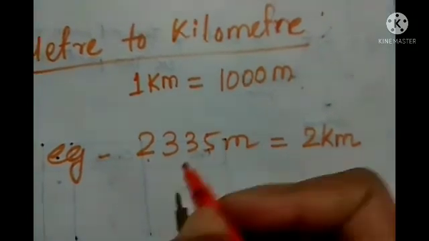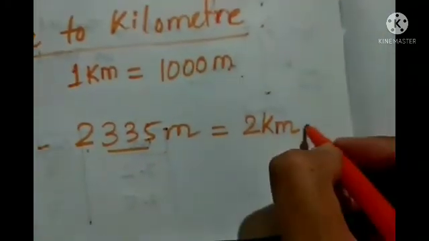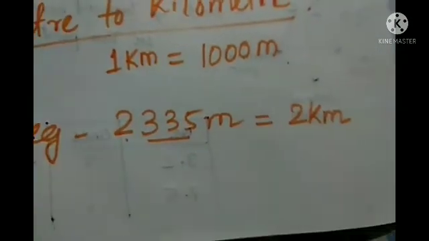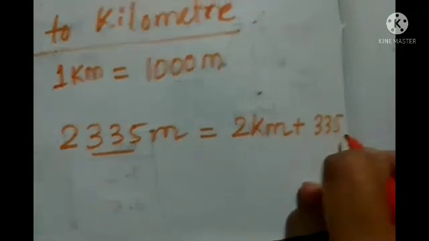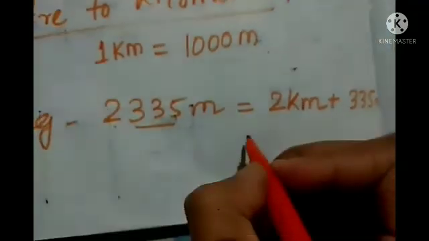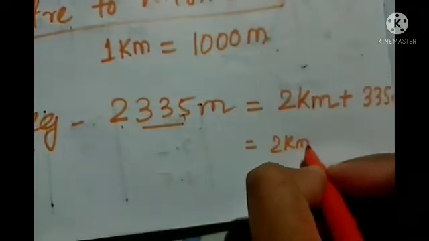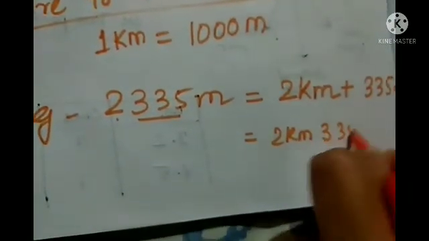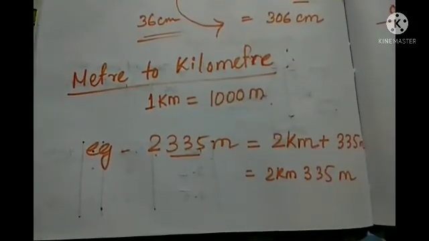So 2 kilometer. Now 335. That one we have to keep as it is, and the unit for that one will be meter, not kilometer. So definitely you can write this as 2 kilometer 335 meter. So now it is converted from meter to kilometer.